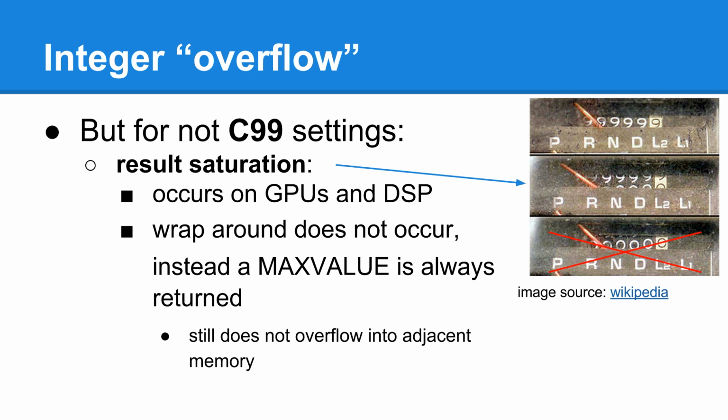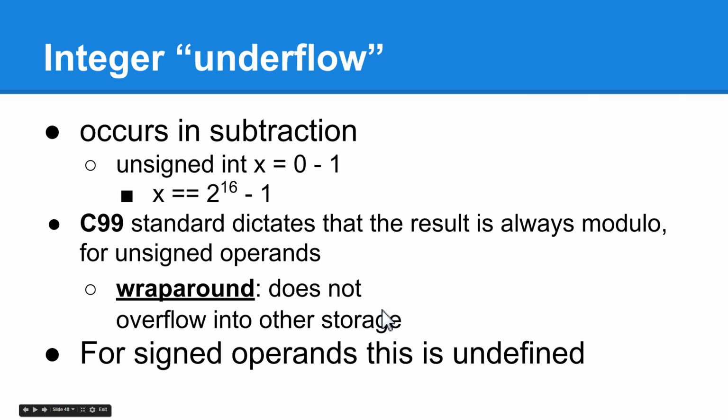However, in some other settings that may not adhere to the C99 or other C standards, you may observe a phenomenon called result saturation. This occurs in graphics processing units and digital signal processors and other equipment. Effectively, wraparound does not occur. Instead, the max value is always returned, and you'll never see it wrap around from max value to zeros. It's important to note it does not overflow into adjacent memory. It just sits at that max value until it's decremented by some amount.